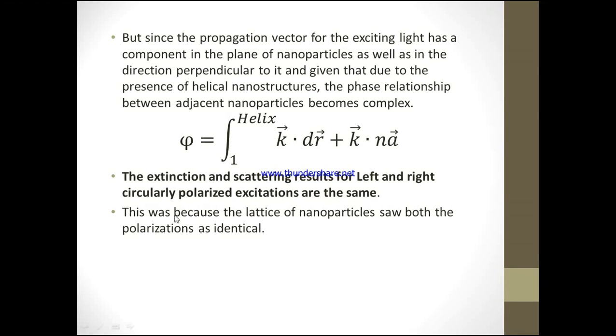It is not just two nanoparticles separated by some distance from each other. The total phase is given by this complicated expression, and hence they present to us some strange phenomena.